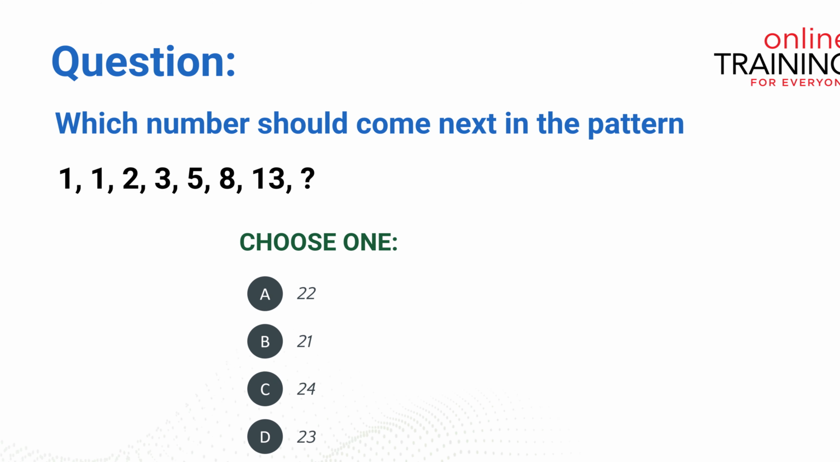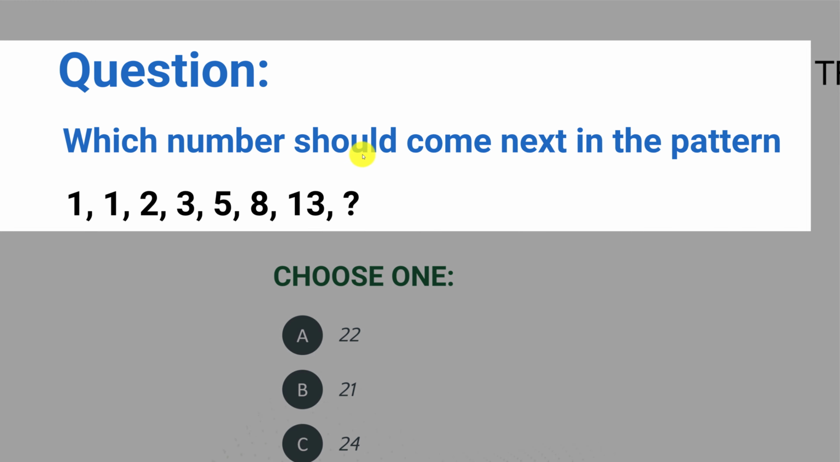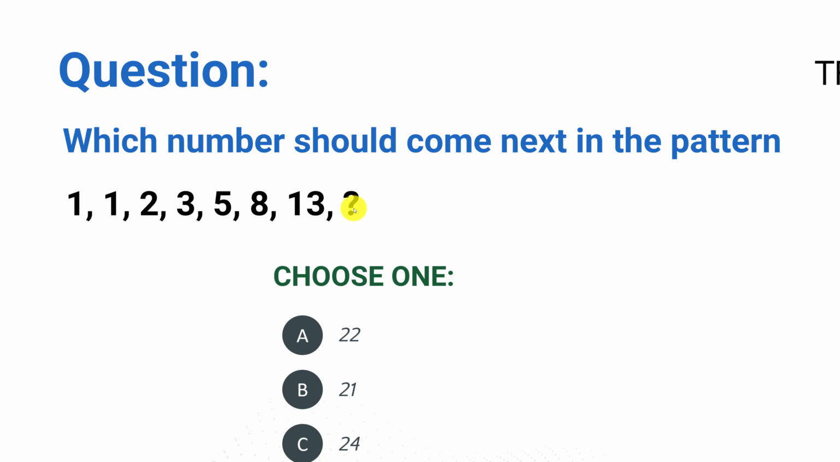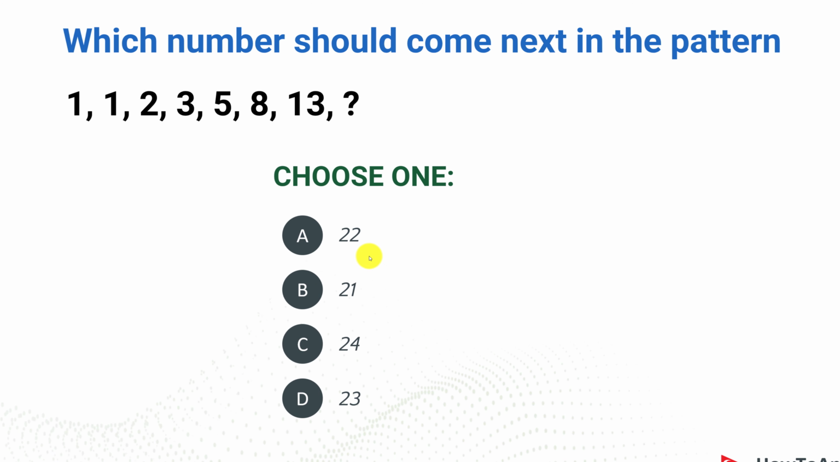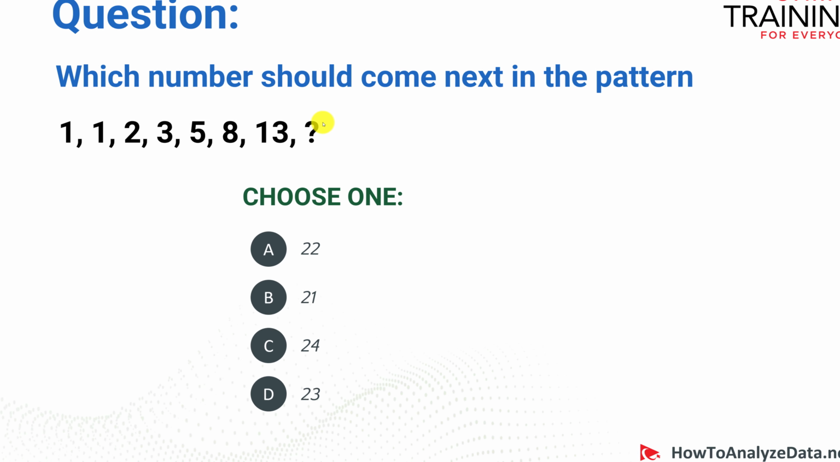Now let's look at another pattern type question. Which number should come next in the pattern? And then you have pattern of numbers: 1, 1, 2, 3, 5, 8, 13. So let's first determine what's the pattern here. Obviously there are 4 choices, but the result here is calculated based on the pattern that we would need to determine. Which one do you guys think is the right one here?